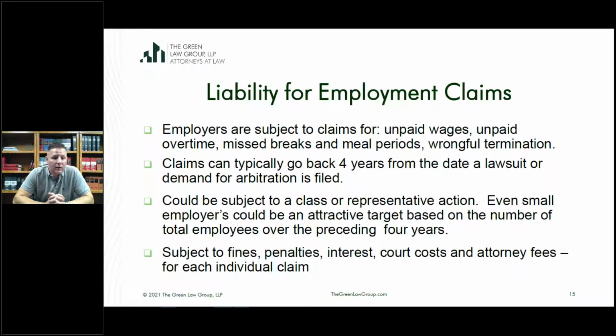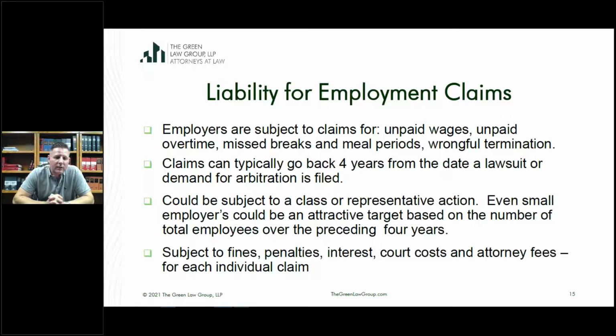It's also important to note that there's many claims that are representative claims. What that means is an employee can not only sue for their own harm, but they can sue for the harm of other employees. There's various ways to do it. The most common that most people are familiar with are class action lawsuits, in which an employee says, I was harmed in this way and so were all these other employees. And another is what's known as a PAGA claim, or Private Attorneys General Act claim, which allows an aggrieved employee to seek penalties on behalf of the state.